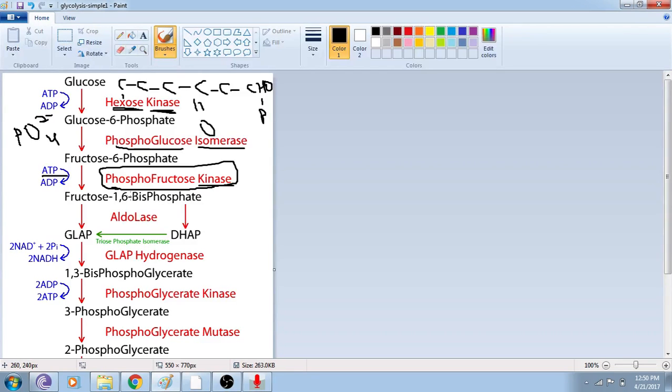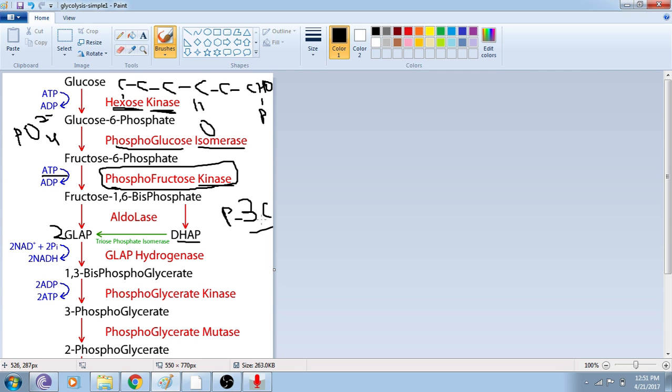It is a symmetrical compound, so now we can break it down into three carbon compounds, each having one phosphorus on the 3 carbon. That will give us glyceraldehyde 3 phosphate and dihydroxyacetone phosphate. These are both isomers of each other, so we can convert them into each other. This is not required in glycolysis, so we will assume that this is also converted into this, and now we have two molecules of glyceraldehyde 3 phosphate, and this is converted into this by triose phosphate isomerase.